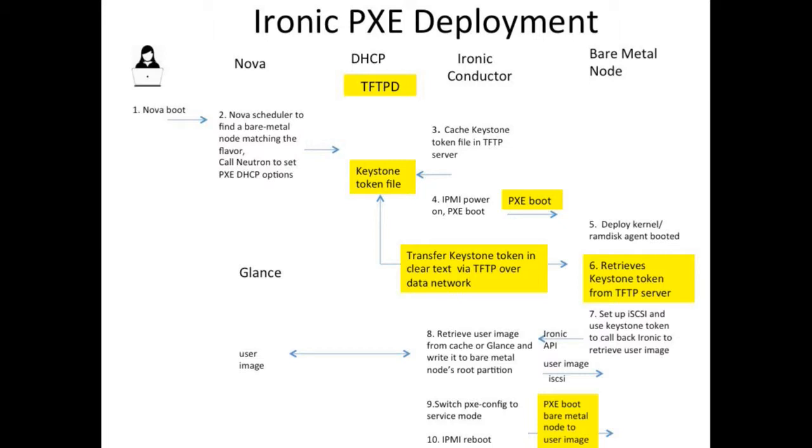Ironic deployment requires a keystone token to be passed from the Ironic conductor to the bare metal node. And the Ironic PXE driver caches the keystone token on the TFTP server. After you PXE boot the deploy kernel and RAM disk, you use TFTP to retrieve the keystone token over the data network. Some users have concern about this approach because the TFTP protocol is not secure, so the keystone token is transferred in clear text over the data network. So the management information is not separate from the data plane traffic.